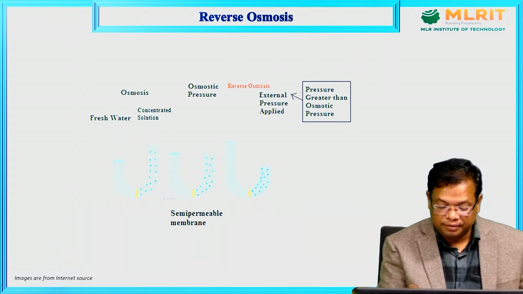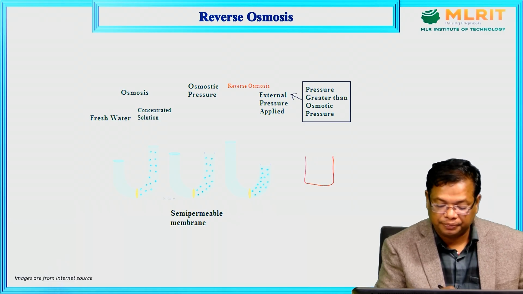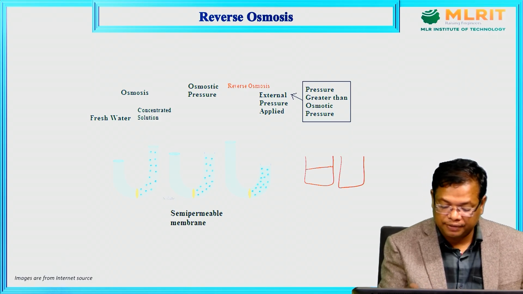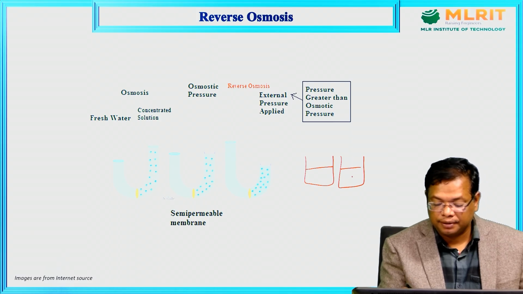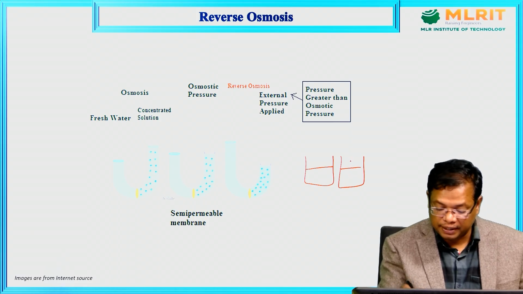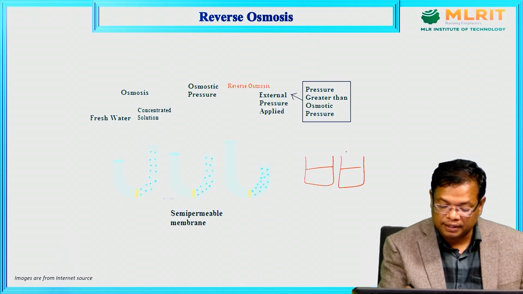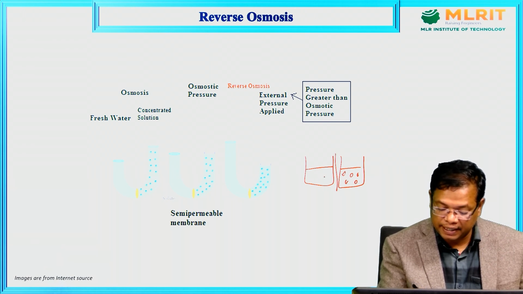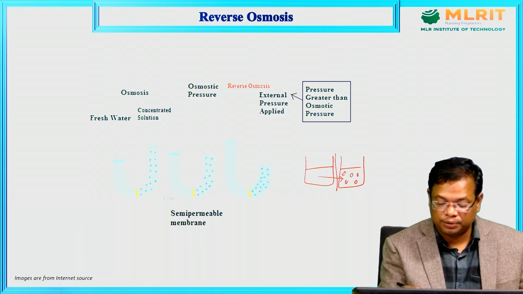In daily life, we see, for example, two beakers. This is fresh water and this is also fresh water, but it is filled with some sponge pieces. Then what will happen? This is a semi-permeable membrane. This sponge piece always attracts the water to absorb the water.